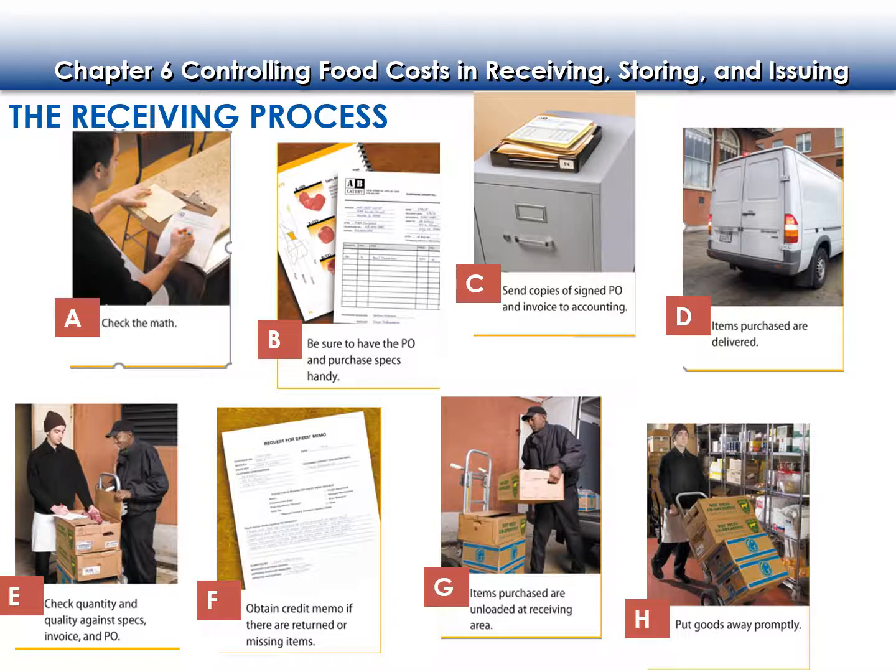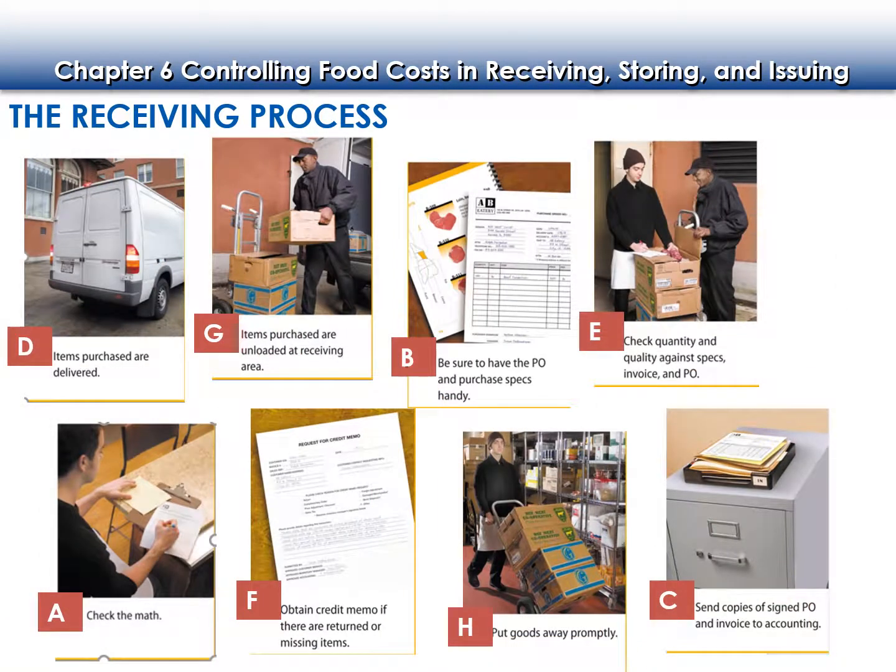We check our math, okay? And this is not for a grade, so calm down if you didn't get a perfect score. It's okay. So A would be the next one, step number 5. Step number 6 would be F, obtain the credit memo. H, then put the goods away. And then finally, everything goes to the accounting office.